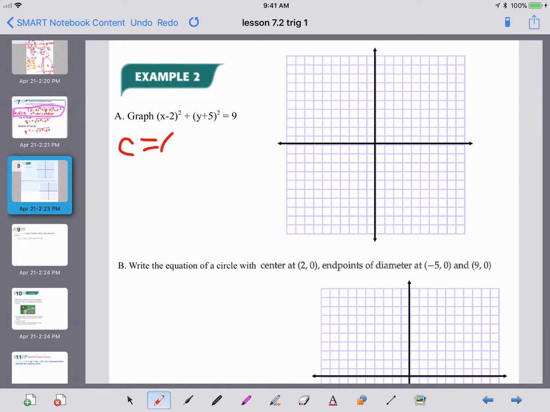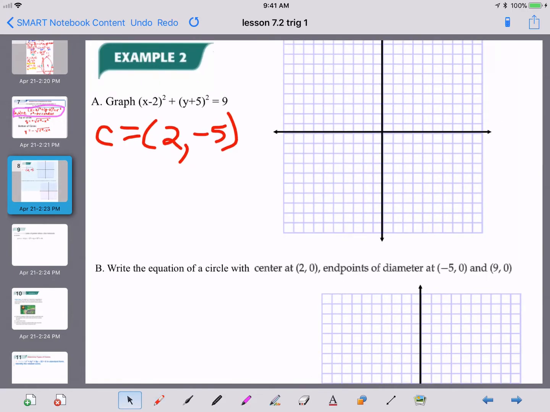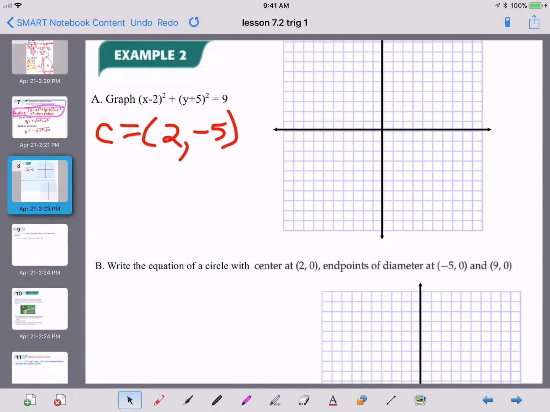Our center for this would be at 2, -5. Remember, you're going to switch those signs. And then, since our radius squared is 9, our radius is 3. Now, the reason we don't put the plus or minus, it's a length, so you just always assume it's the positive version. And then let's graph it. We're going to go over to the point 2, -5.